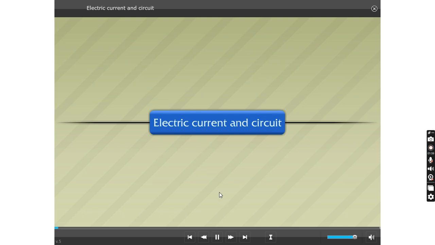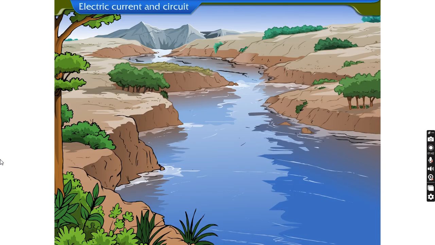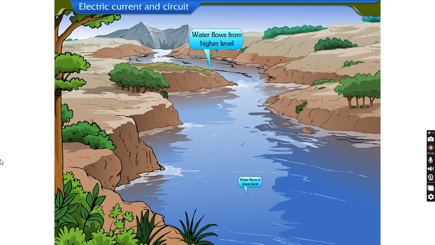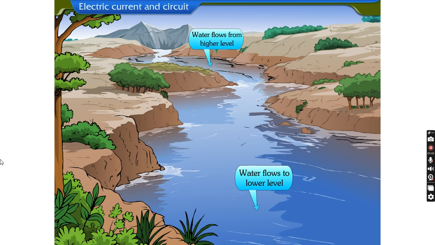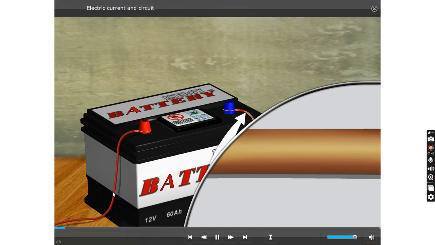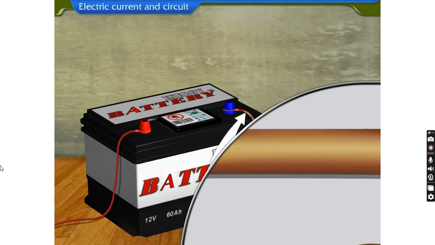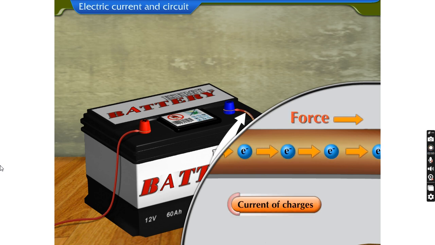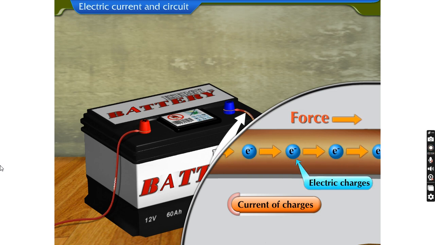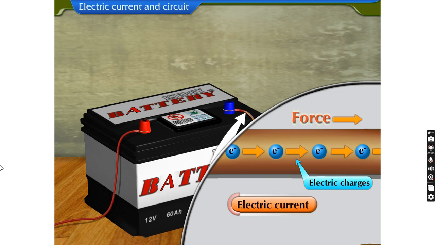Electric current and circuit. When water flows in a river from a higher level to a lower level, forming waves, it is called a current of water. Similarly, if we make electric charges flow by applying a force, a current of charges is created. The flow of electric charges under the action of a force constitutes electric current.